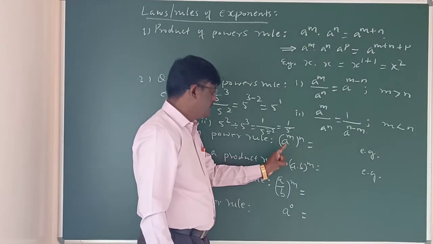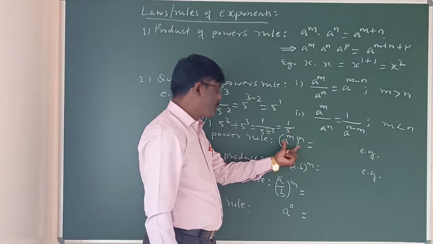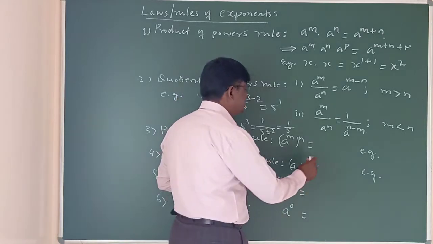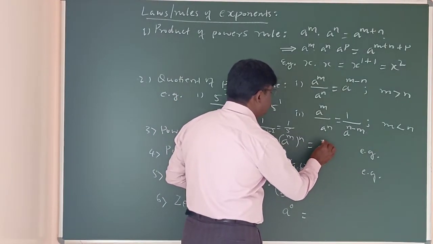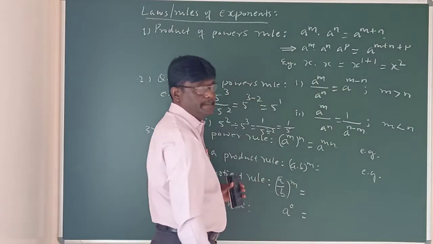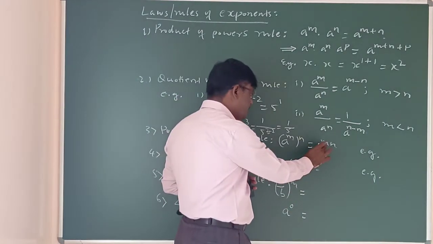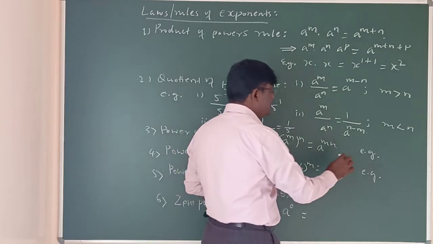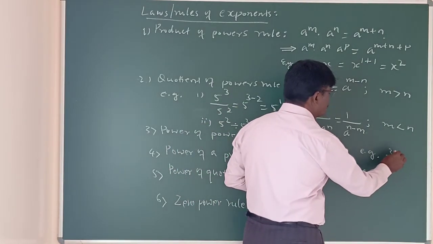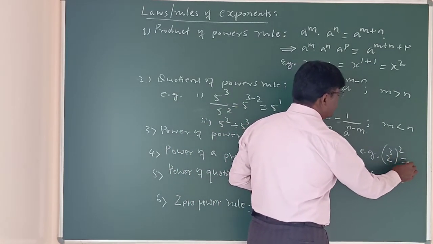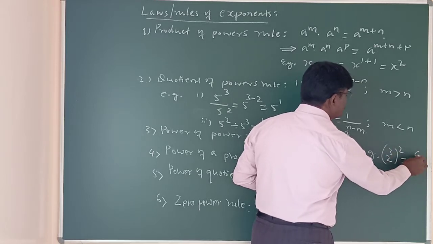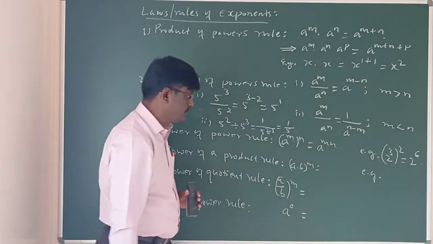What is that? A raised to m and the whole power n, we write this as what? A to the power m, power n, is a to the power m into n. Simple example, 2 cube whole square can be written as 2 power 3 into 2, 2 power 6.